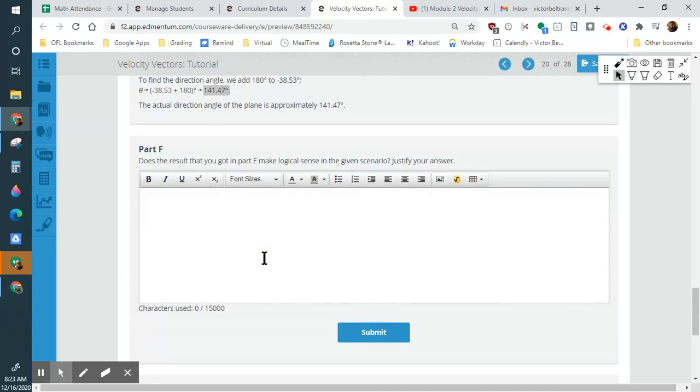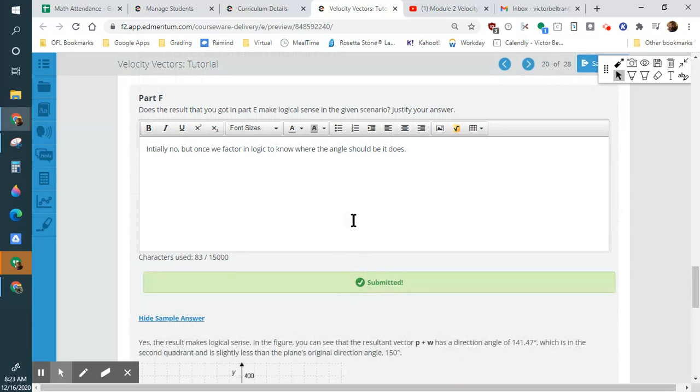So, does this make sense? And you would answer yes after, well, initially, no. So at first, it doesn't. That's what I'm saying. Initially, no. But once we factor in logic to know where the angle should be, it does. So these are all tools that you have to use your own thinking towards.